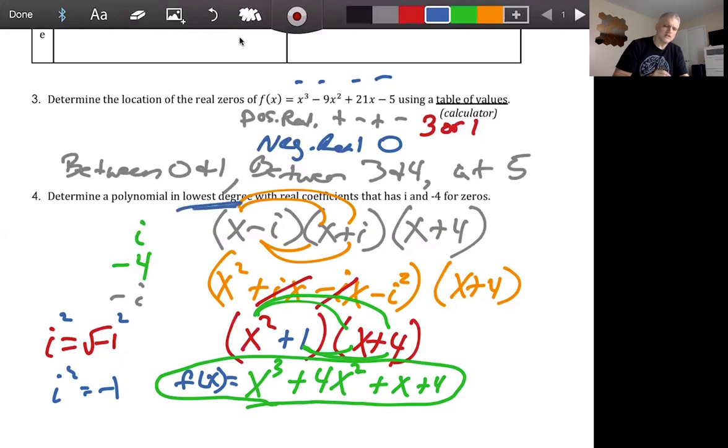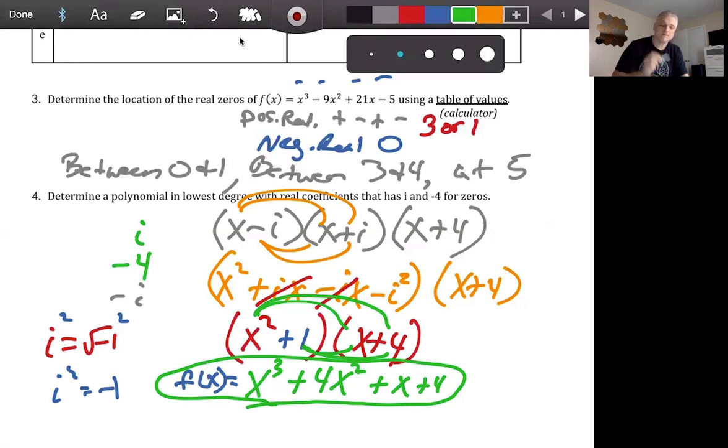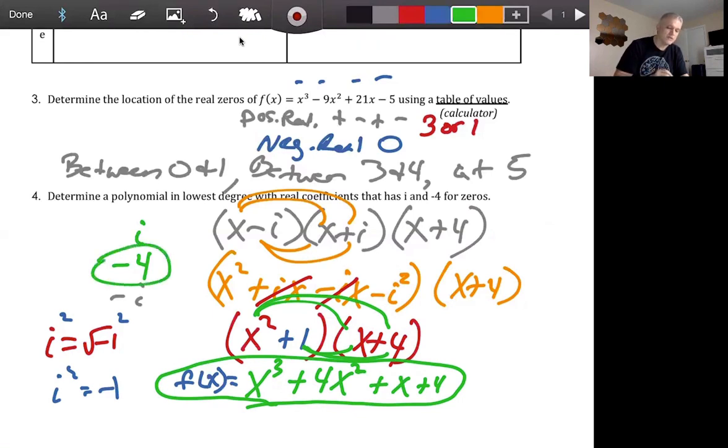Now you say, why did they say lowest degree? Well, I could have added another 0 in here. I could have added all the zeros I want, but that would just make the degrees higher. So lowest degree means only do the zeros that they've given you. They gave you -4 and they gave you I. But when they gave you I, the conjugate theorem says -I is also a 0. So if they give you I, they've also given you its conjugate. All right, so that's it for that one.